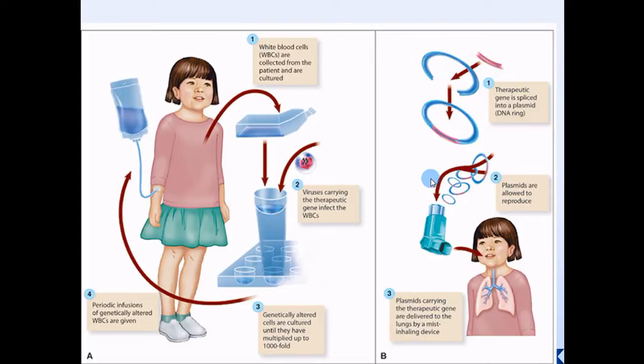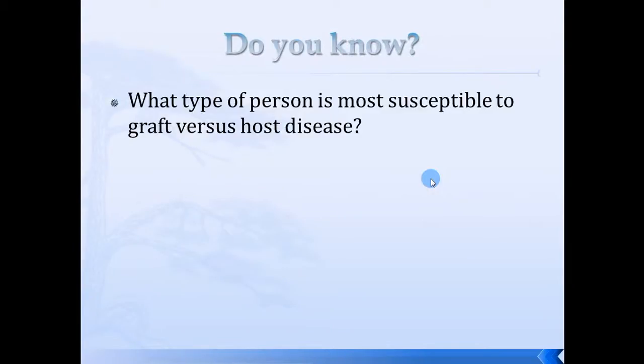You can actually do it in inhaler form too. The problem is, as soon as your body recognizes the virus, what's going to happen? It's going to start making immunoglobulins, antibodies against it. And then the problem there is that now you can't use that same virus more than once because now the body's way ready for it and it's going to kill it right away. So, do you know what type of person is most susceptible to graft versus host disease? And I'm really hoping you said immunocompromised.